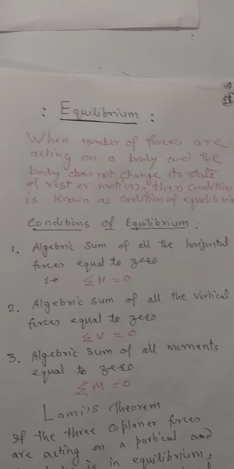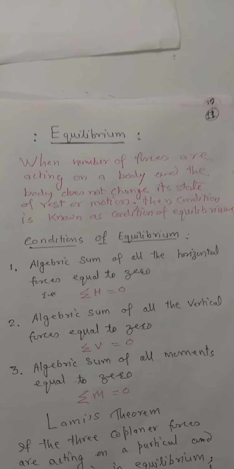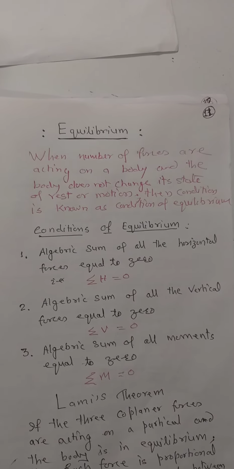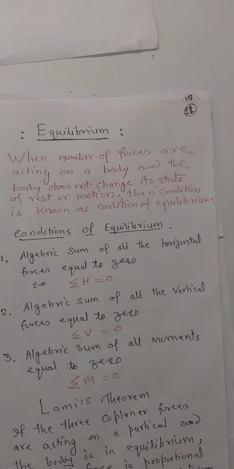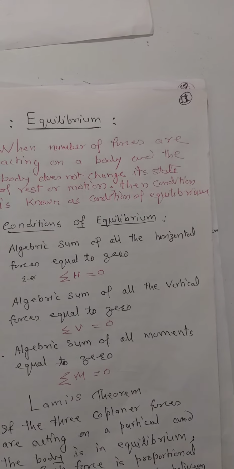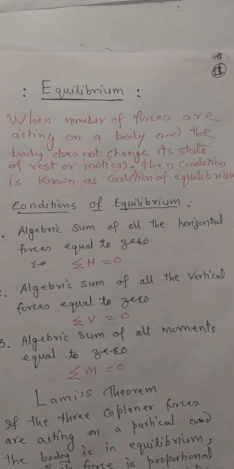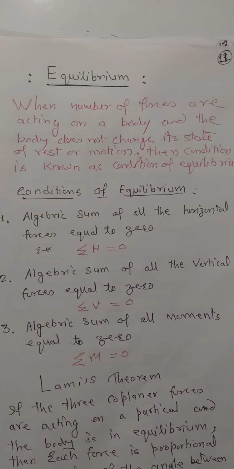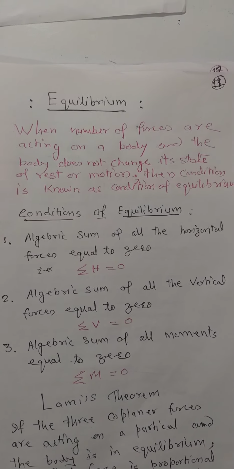Now there are three conditions of equilibrium, as we are already discussing. That is, the algebraic sum of all the horizontal forces, whether acting in this direction or this direction, equal to 0. That is, we can call sigma H is equal to 0. Second condition, the algebraic sum of all vertical forces equal to 0. That is, sigma V is equal to 0. And third one, the algebraic sum of all the moments is equal to 0. That is, sigma M is equal to 0.